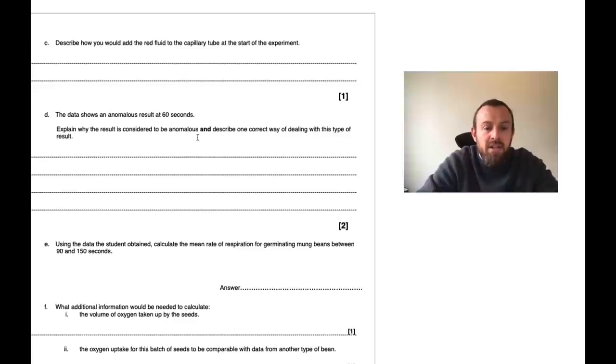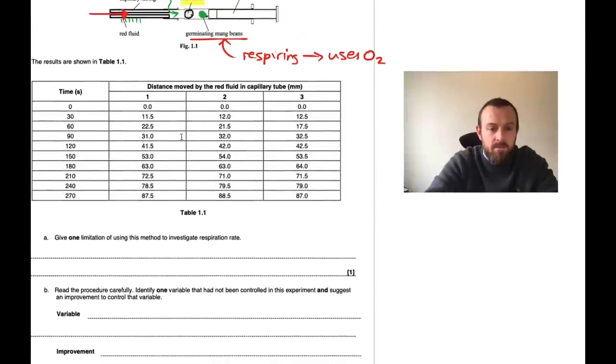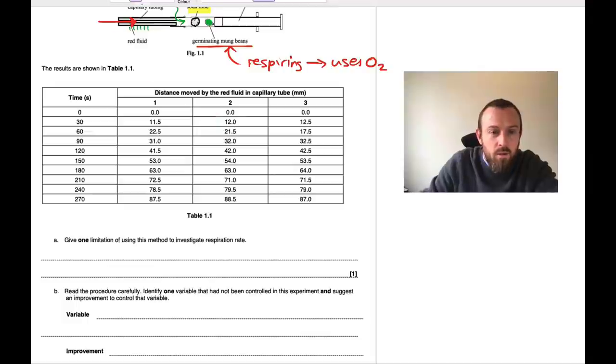D, the data shows an anomalous result at 60 seconds. Explain why a result is considered to be anomalous and describe one correct way of dealing with this type of result. I'm just going to scroll up and look at that one at 60 seconds. So at 60 seconds here, we can see that this reading, 17.5, is different. So how do you describe that it's different? Well, you need to say that it is different from the other readings at 60 seconds, okay? If you just say it's different from the other readings, that's a bit vague. And which readings? Do you mean it's different than these readings in this column? No, you have to say it's different than the other readings at 60 seconds.